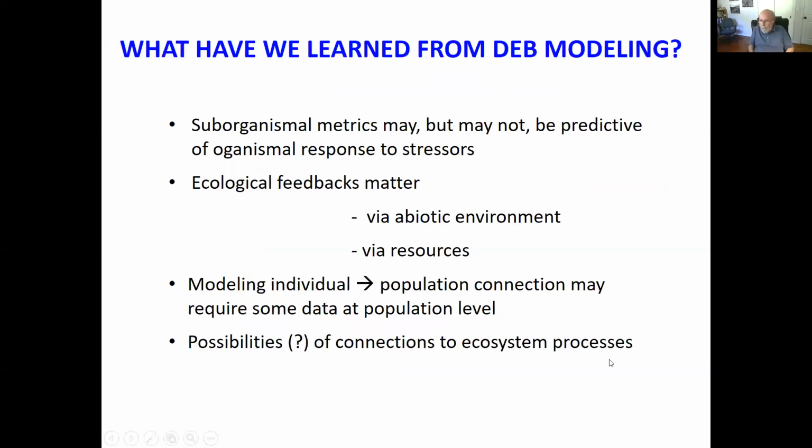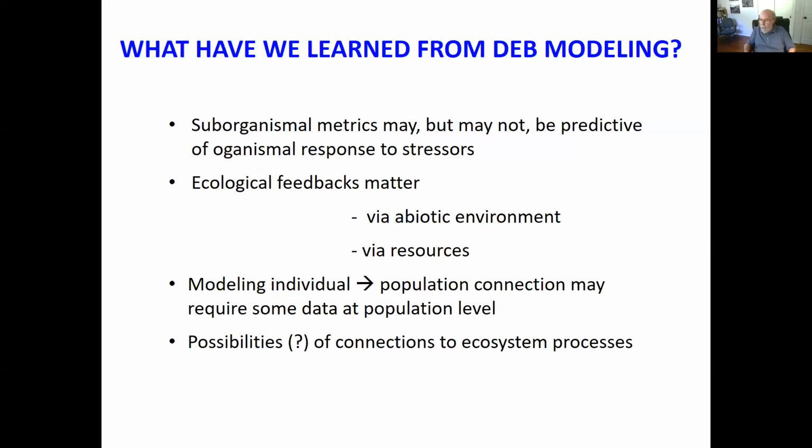So what have we learned from this glimpse at 3 or 4 pieces of DEB modeling? From the first case study, we learned that suborganismal metrics, which are very, very popular, may or may not be predictive of organismal response to stressors. 2 other examples, the phytoplankton study by Louise Stevenson and a population dynamic modeling by Ben Martin showed that ecological feedbacks matter, and both feedbacks via the abiotic environment and via resources matter.